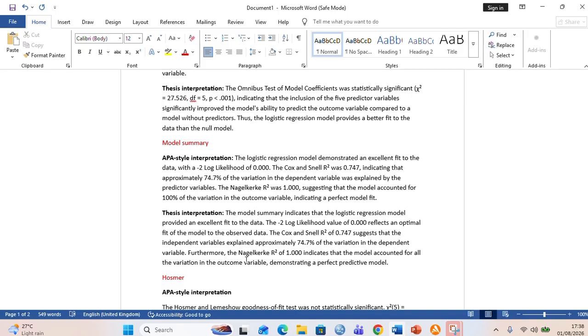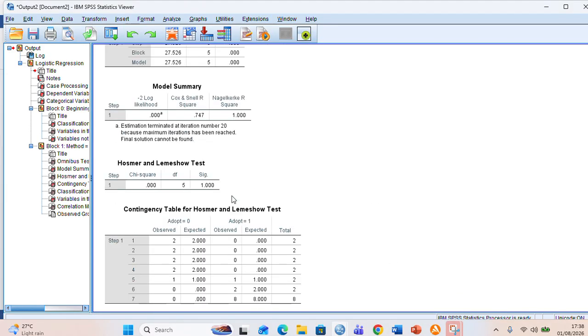And then we have also the Hosmer and Lemeshow test, which is very important and you need to interpret. For our Hosmer and Lemeshow, we have the chi-square 0.00, degrees of freedom 5, and the significance is 1. This Hosmer and Lemeshow goodness of fit test evaluates whether there is a significant difference between the observed and the predicted values of the dependent variable. So how do you interpret this? You need to look at the p-value, which is greater than 0.05.